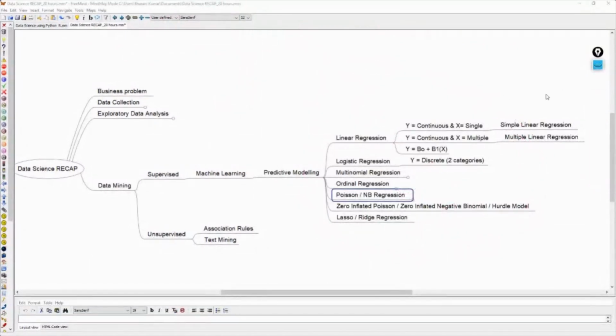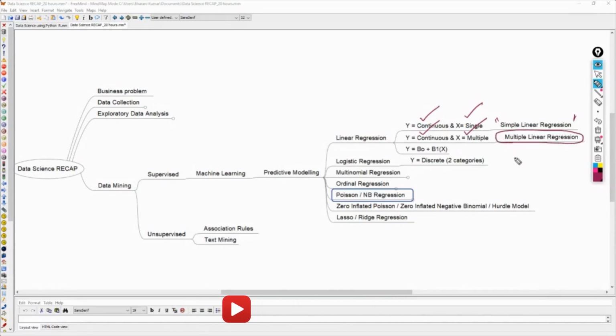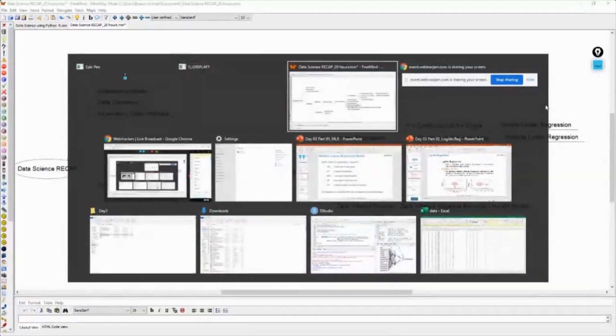Okay, so let's understand the next regression technique. If your output variable is continuous and you have a single input, we discussed simple linear regression. If the output variable is continuous and you have multiple inputs, then you go with multiple linear regression, because you have multiple inputs. Let us get into that and understand more.